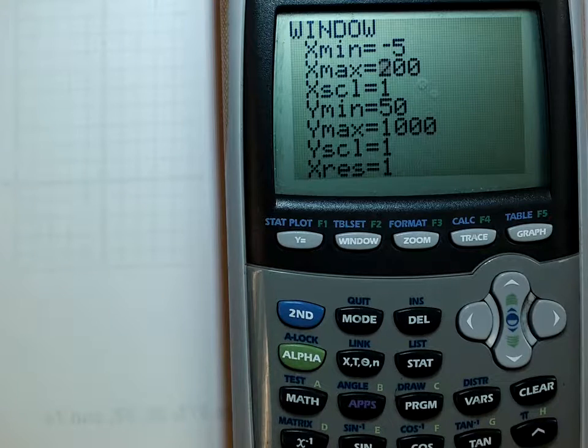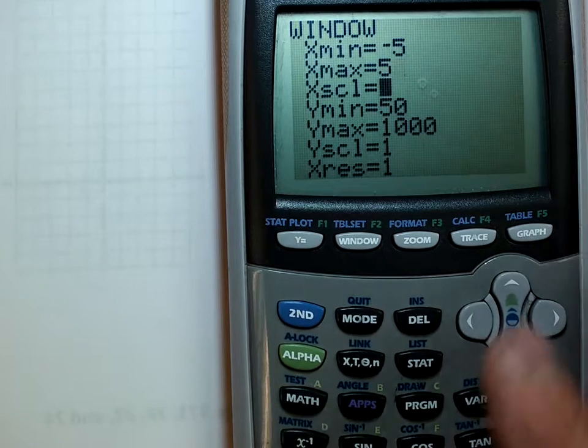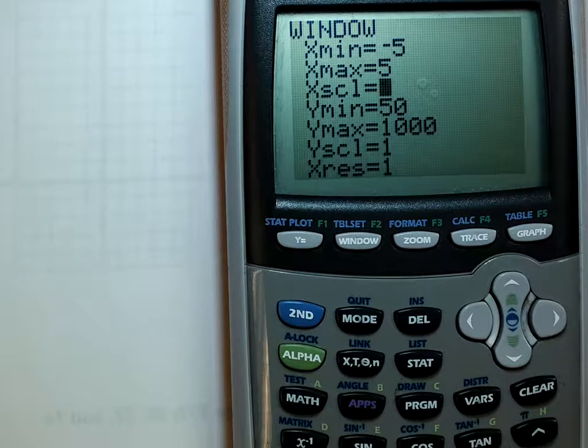How far over am I going to go? Negative 5 to what? 5. 5 will work. You guys agree with that? It's just a matter of common sense, hopefully. Scales, I'm going by ones, right? Scales by ones.